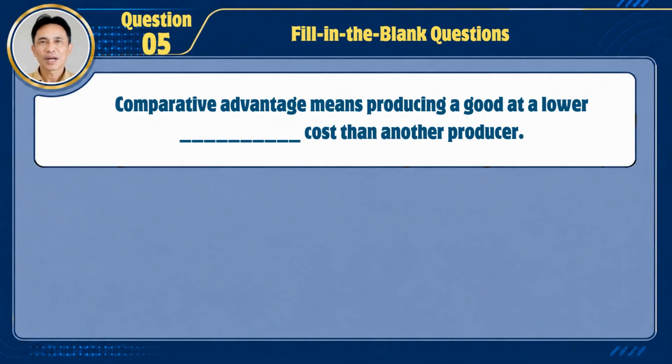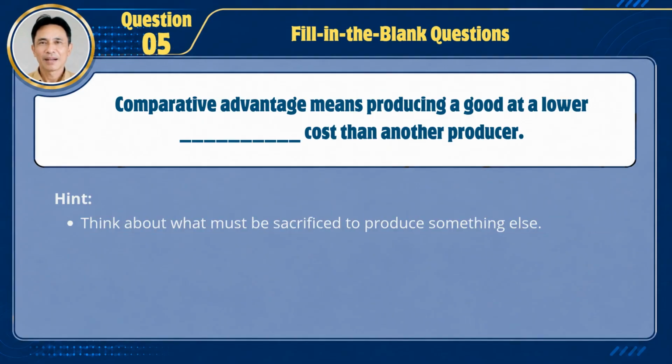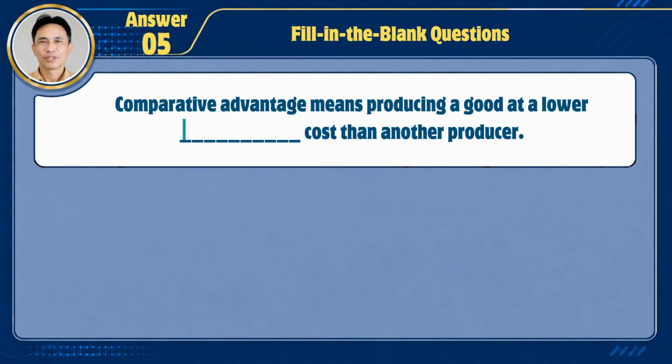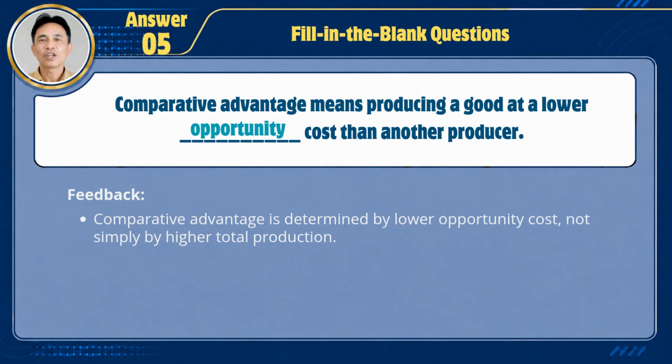Moving on to question number 5. Comparative advantage means producing a good at a lower what cost than another producer. Here's your hint. Think about what must be sacrificed to produce something else. If you said opportunity, you are absolutely correct. Comparative advantage is determined by lower opportunity cost, not simply by higher total production.